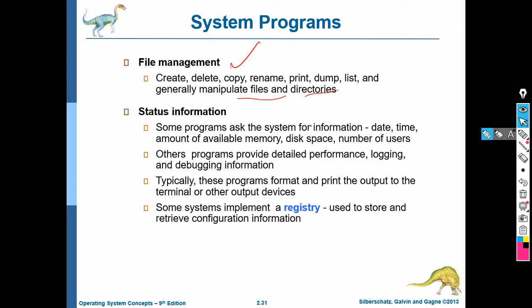Some programs ask the system for information: date, time, amount of available memory, disk space, number of users. Other programs provide detailed information like logging and debugging information. These programs typically format and print the output to the terminal or other output devices. Some systems implement a registry used to store and retrieve configuration information.